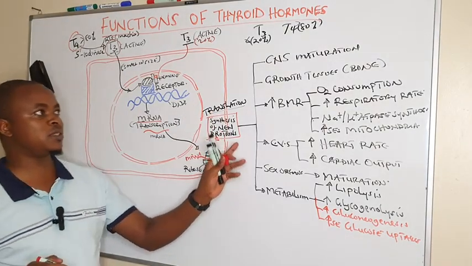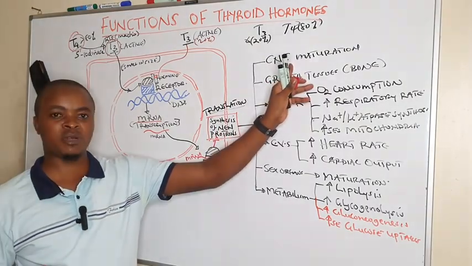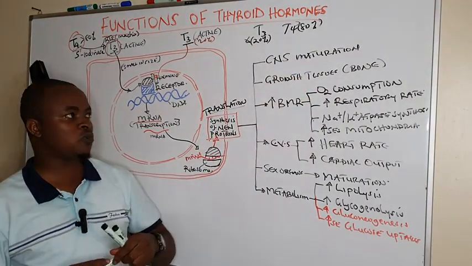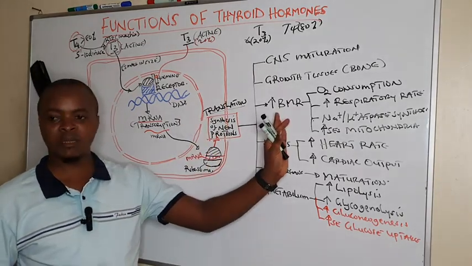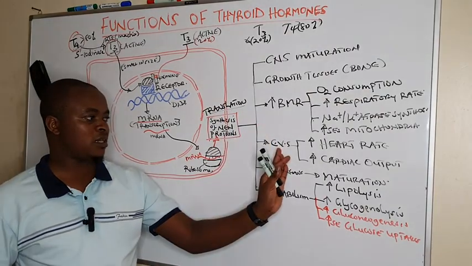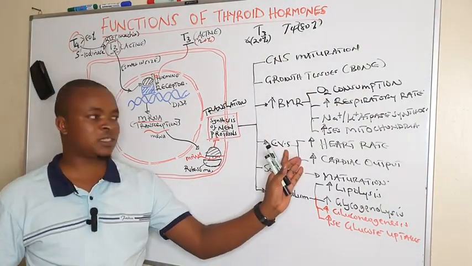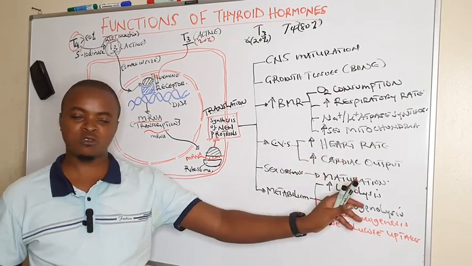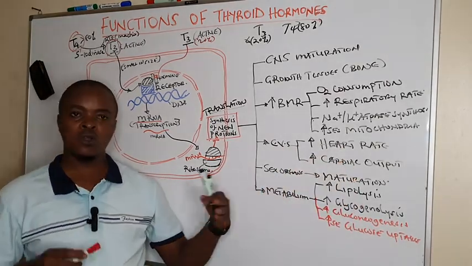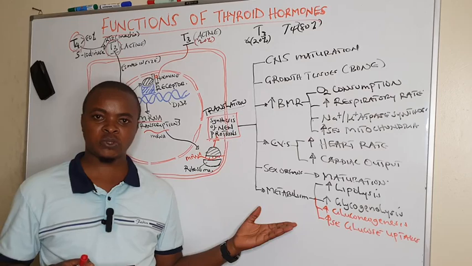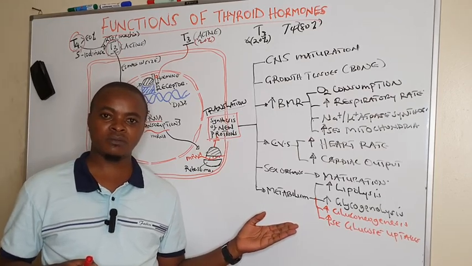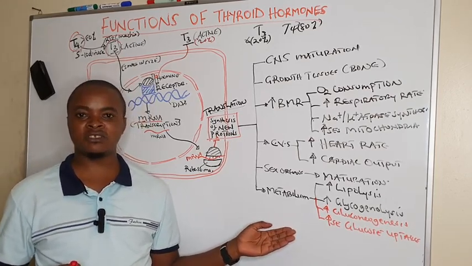And these new proteins increase central nervous system maturation, increase growth of the body tissues, and increase basal metabolic rate. They have action on the cardiovascular system by increasing heart rate and cardiac output. Then they also enhance sexual maturation and increase body metabolism. So this is what we can discuss in this session.